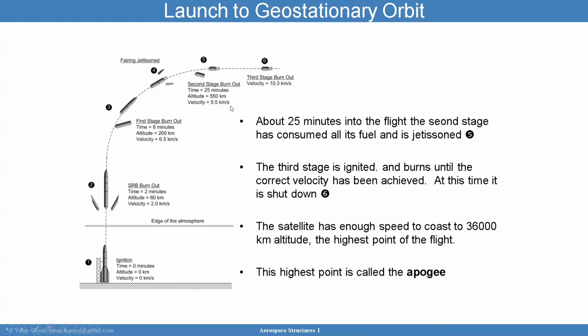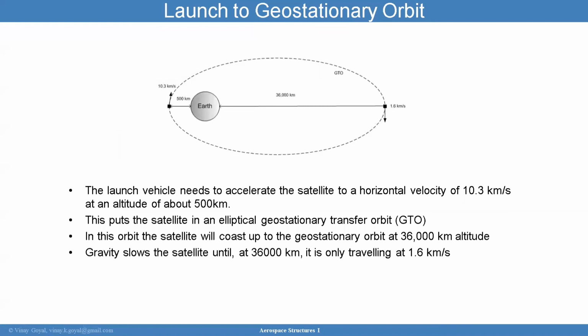That's step number 5. And so now again, I don't need all that material that's in excess because the fuel has been consumed. So now I'm ready to use my third stage, which is now ignited, and it burns until the correct velocity has been achieved. At this time, you shut it down. Now the satellite has enough speed to coast to a 36,000 kilometer altitude, which is the highest point of the flight. And this highest point is called apogee.